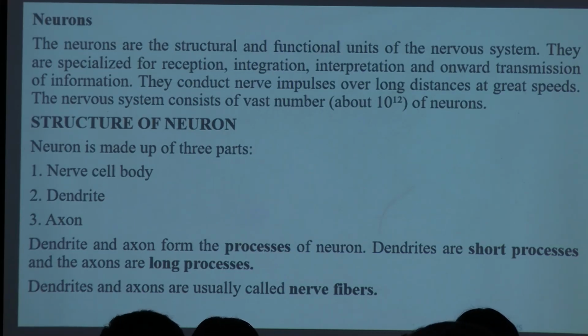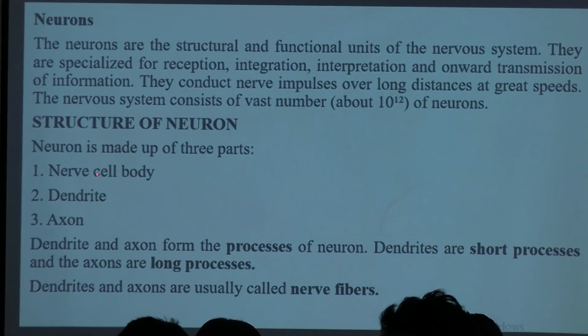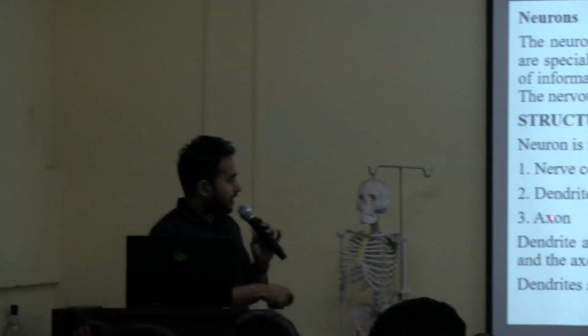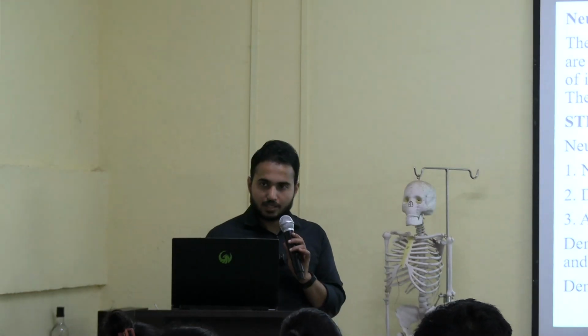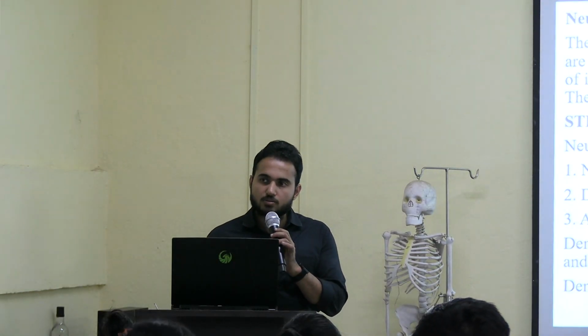Okay. Now, if you see the neuron, mainly it is made up of three parts. Now, what are those three parts? Nerve cell body is there, dendrite and axon. I hope you have studied all those things in 10th, 12th standard, right?